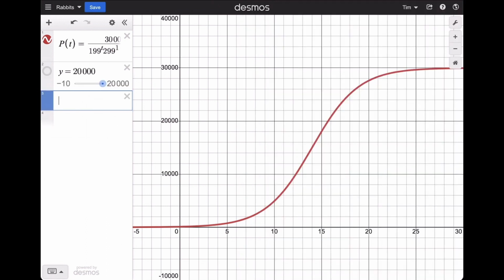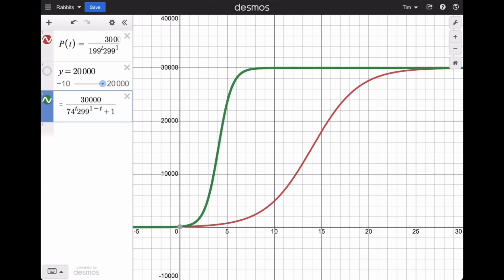So if after 1 month we have 400 rabbits instead of 150, then the population would look like this. Quite a lot more drastic. We reach close to the carrying capacity way sooner. Before even a year, the population is basically at 30,000. So much more rapid growth if we have 400 rabbits after 1 month.